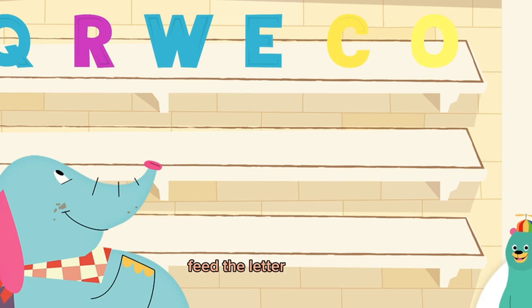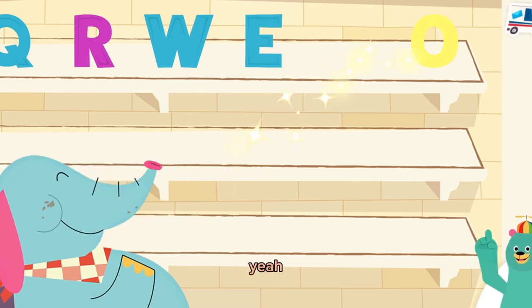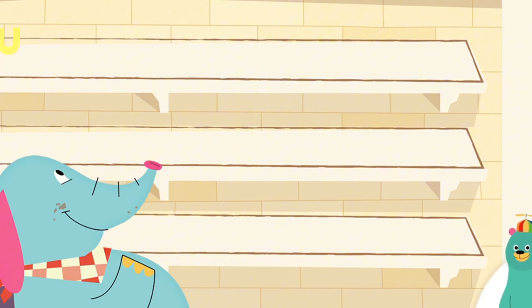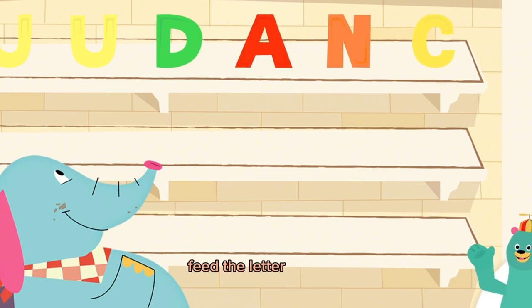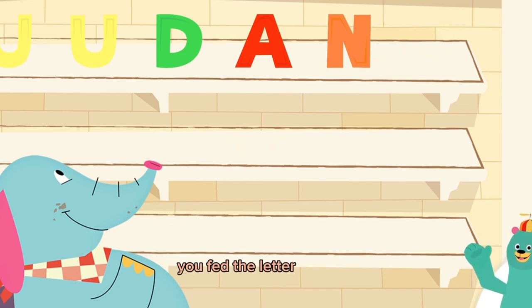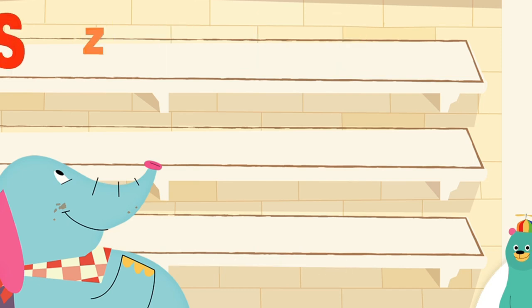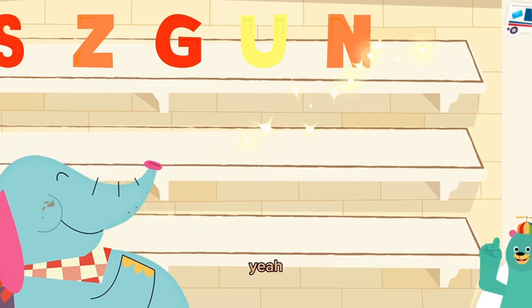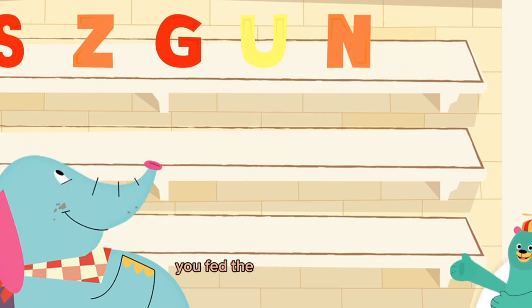Feed the letter C to Olo. K. Yay! You fed the letter C to Olo. Feed the letter C to Olo. K. Yay! You fed the letter C to Olo. Feed the letter C to Olo. K. Yay! You fed the letter C to Olo.